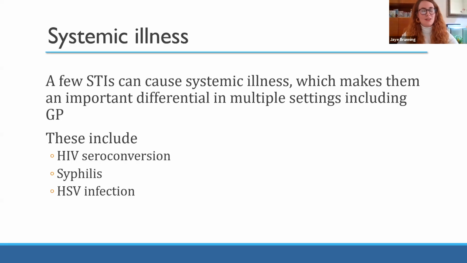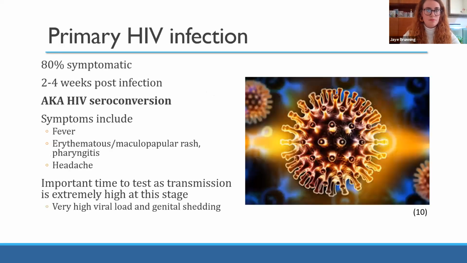So the STIs that cause systemic illness include HIV seroconversion, syphilis and HSV infection. So again, that's genital herpes. We are just going to mainly focus on HIV seroconversion, as we've already recapped the others earlier on in this presentation. So primary HIV infection, 80% of patients, which is a massive number, are symptomatic. This is an amazing opportunity for detecting infection if patients present, so it's good to ask these questions. It occurs 2 to 4 weeks post-infection, and it can be called primary HIV infection or HIV seroconversion.